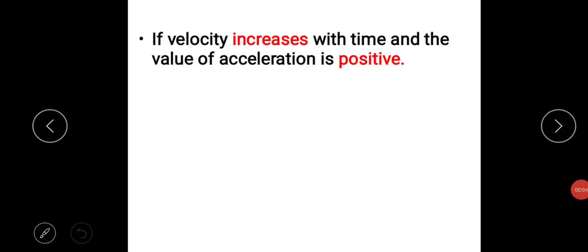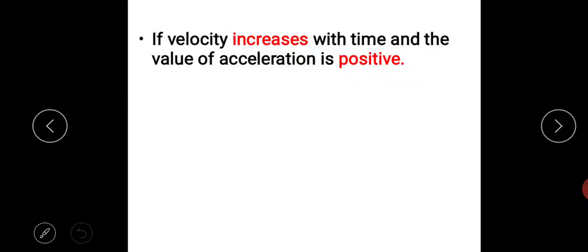Now we are considering a situation in which a body moves in a straight line without reversing its direction. What will happen? The final velocity will be greater than the initial velocity. Yes or no? Continuously it is moving in a straight line, so the final velocity will be greater than the initial velocity, definitely. So the velocity increases with time and the value of acceleration is what? Positive.